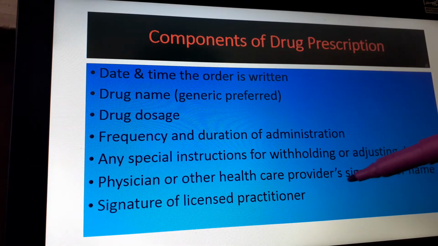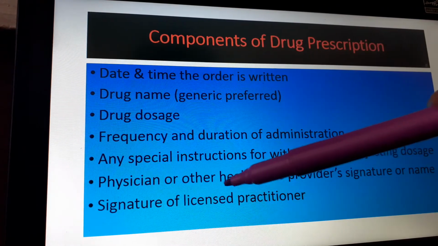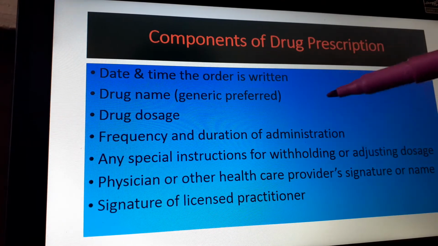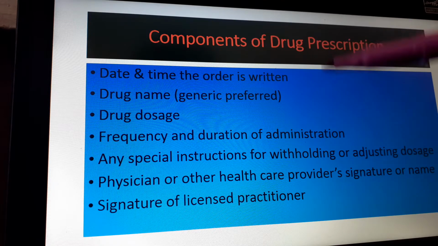Then the physician or other healthcare provider's signature and name. The prescriber, the health personnel who prescribes this medication, should include his name, signature, and the license number of the prescriber.